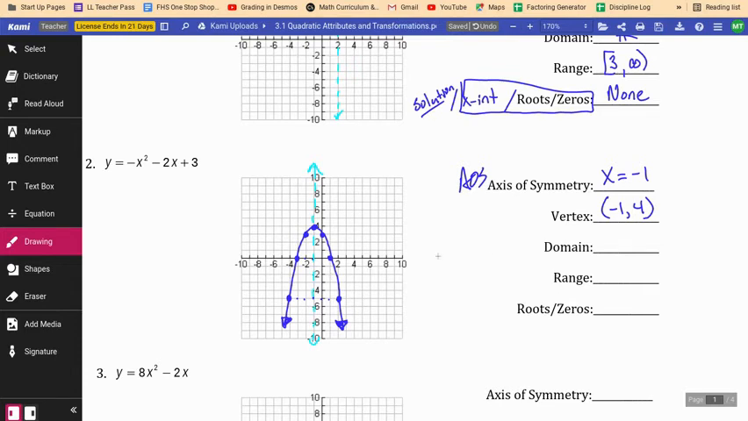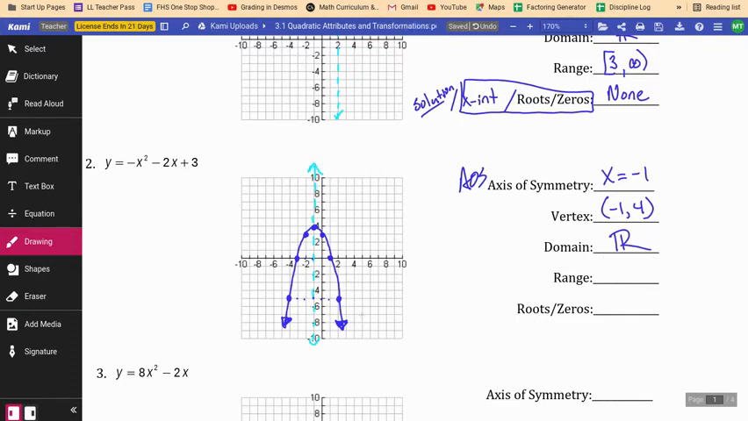Let's find the domain and range. The domain, again, if you're on this road and you're walking to the left, how far left do you go? Negative infinity. Walking to the right, I keep going to positive infinity. So again, the domain is all real numbers. You should see a pattern there.